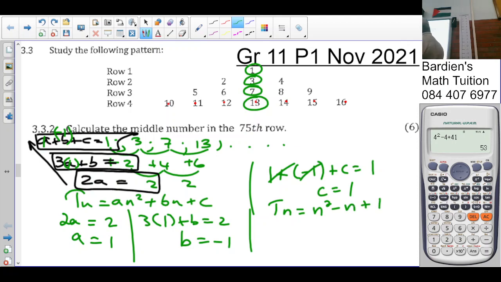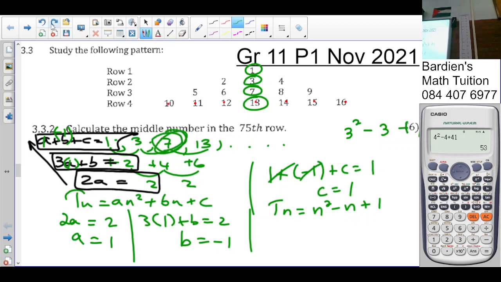Let's test for the third term. Nope, I made a mistake somewhere. The answer should be 7. Sorry, I'm looking for term 3. 3 squared is 9 minus 3 is 6 plus 1 is 7. You see, that term is 7, which confirms that my general term is indeed correct.